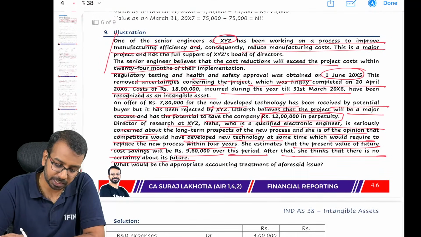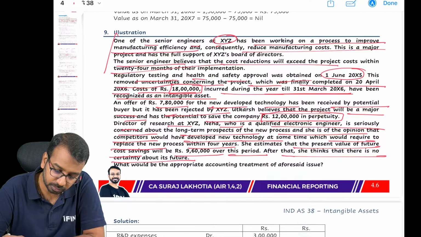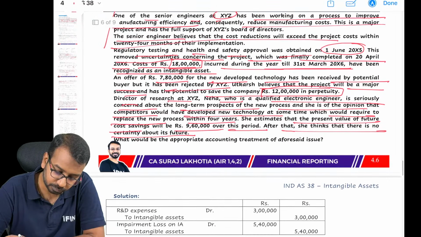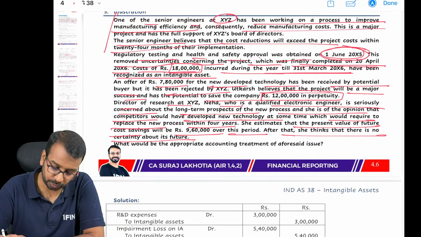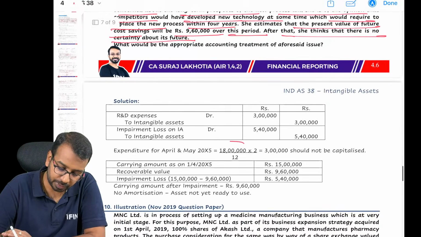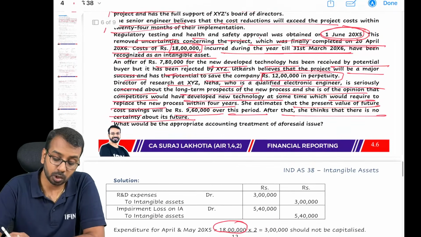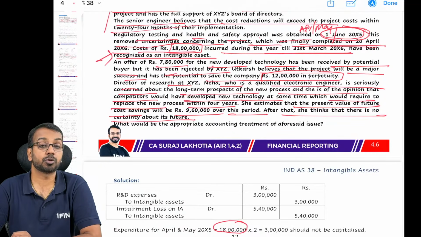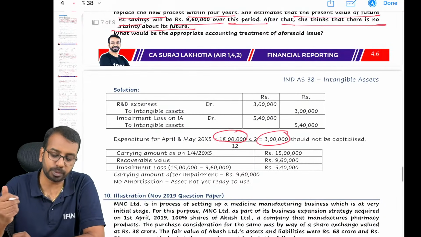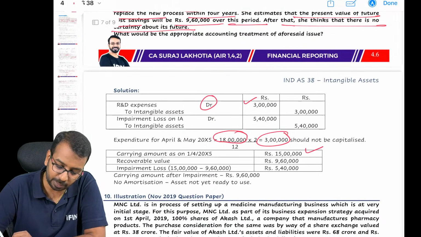Now, what has happened first is they have incurred a cost of 18 lakhs till 31st March of year 6. When did they start? The project was completed on 20th of April and approval was obtained on 1st of June. So the total cost of 18 lakhs has been incurred, assuming it has been incurred over the entire period. For the first 2 months, April and May, I cannot capitalize because approval is received on 1st of June. So what should I do? 2 months expenditure of 3 lakhs should be expensed. So we will expense the 3 lakhs of expenditure. So carrying amount becomes 15 lakhs.